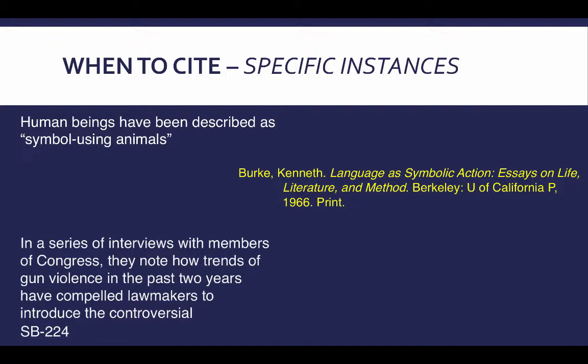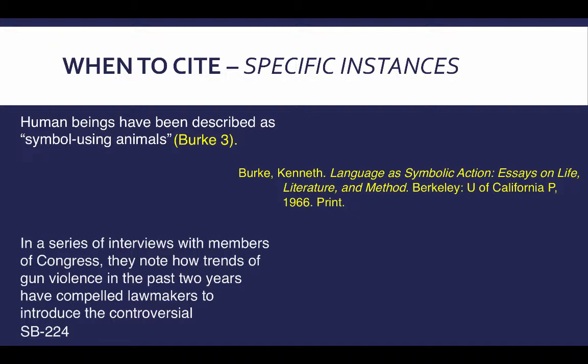So, where do we put our citation and what do we include in it? Our citation includes the author's last name and the page number. It's a print book, as we can tell by the medium down here, so we're going to want to find what page number we pulled that exact quote from. The author's last name and the page number go in the parentheses, and the period follows the citation and ends the sentence. Our second example. "In a series of interviews with members of Congress, they note how trends of gun violence in the past 2 years have compelled lawmakers to introduce the controversial Senate Bill 224."